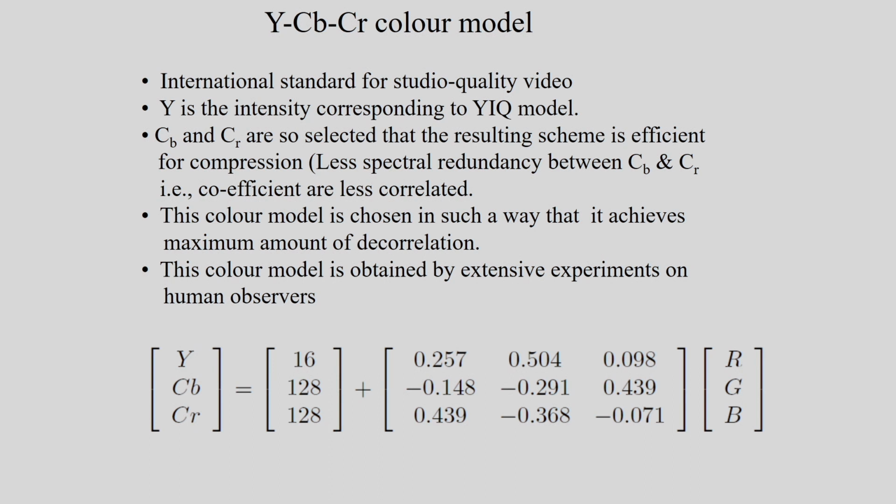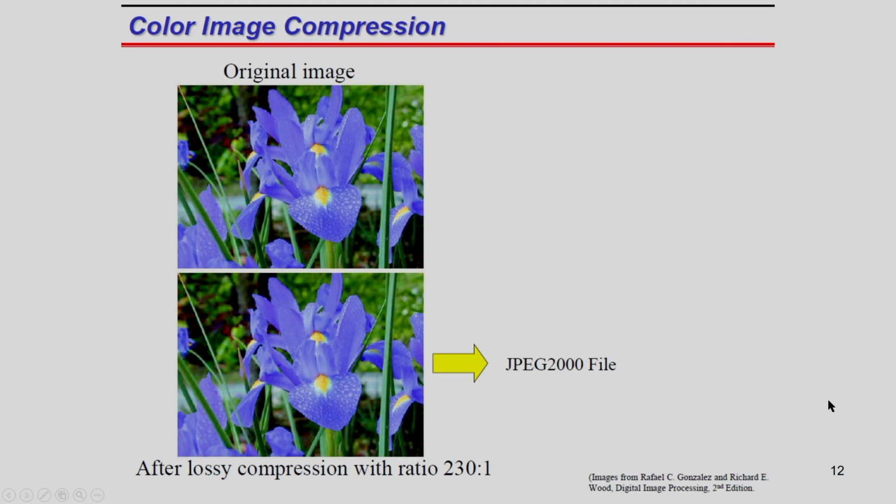And here I have shown the conversion formula. So you can convert the RGB values into YCbCr by using this conversion formula. Here I have shown one example of color image compression. I have the original image and I am applying JPEG 2000. In this case the color model used is YCbCr. So this color model is used for this compression, and you can see the image after the compression.